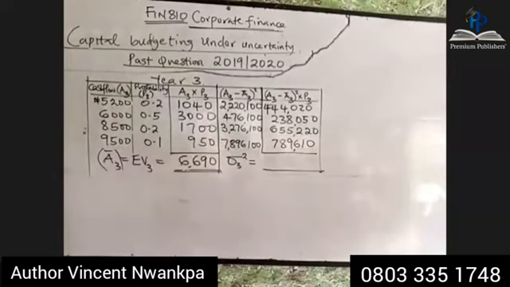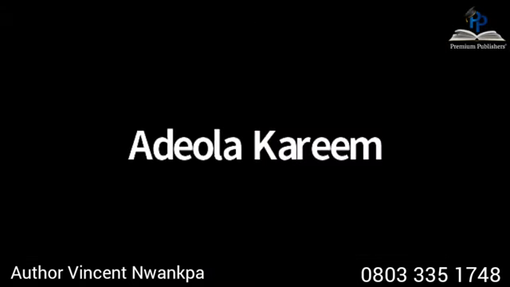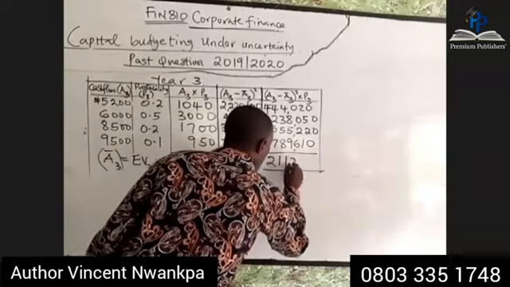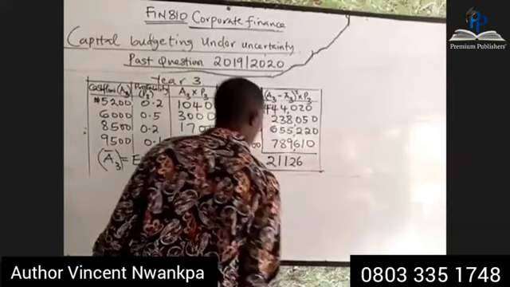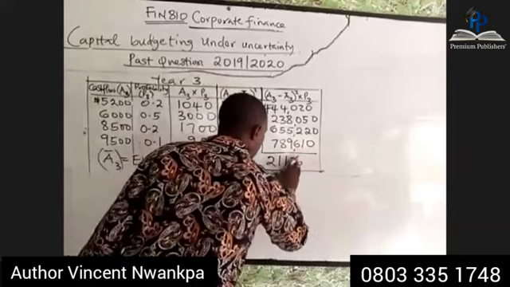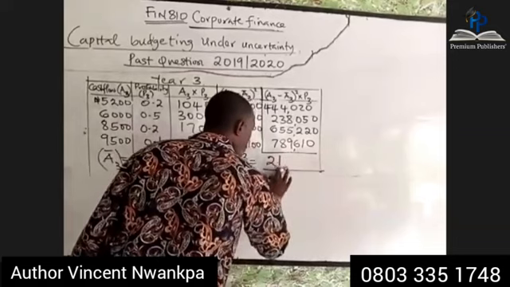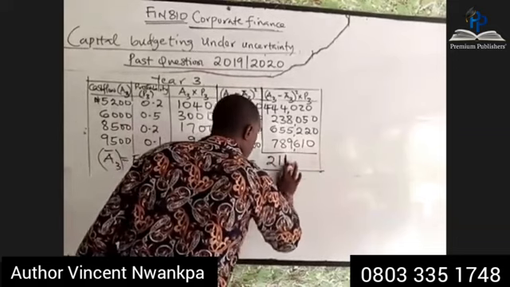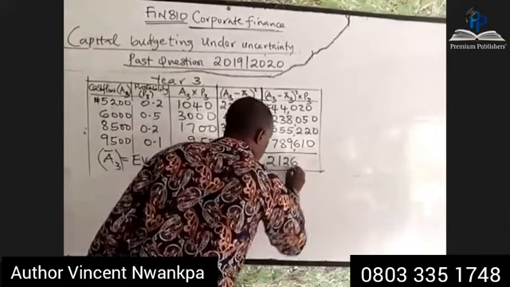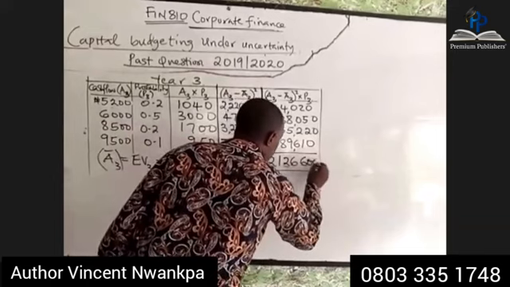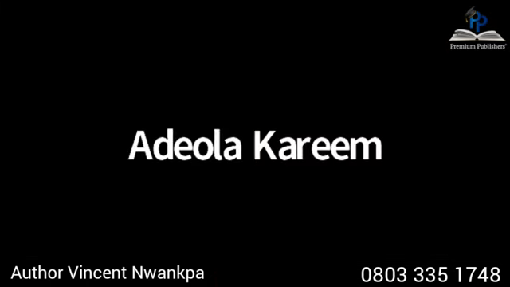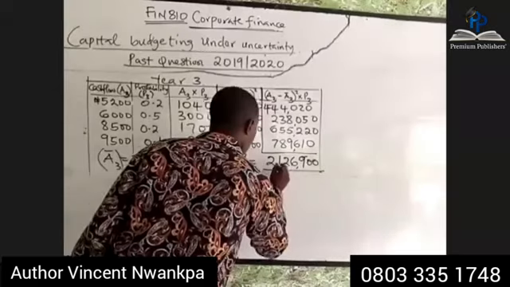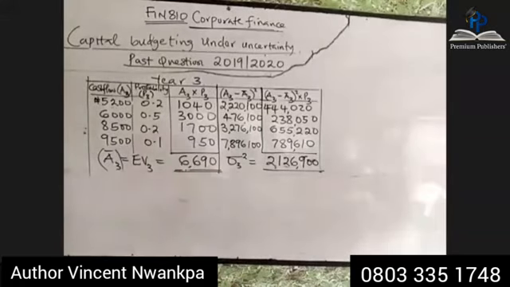The total value is 2,126,900. So we have succeeded in finding the expected value for year 1, year 2, year 3.